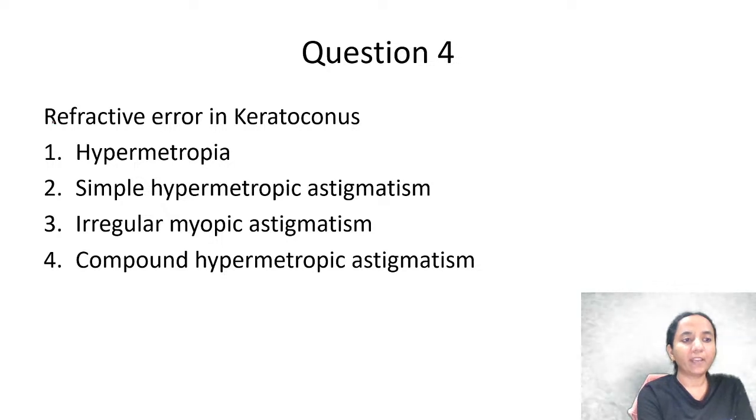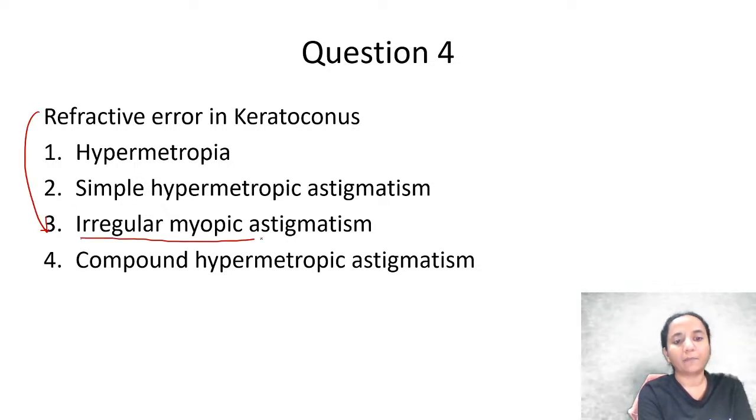Very good. The refractive error in keratoconus is an irregular myopic astigmatism. Please remember one more one-liner MCQ that can come from here.